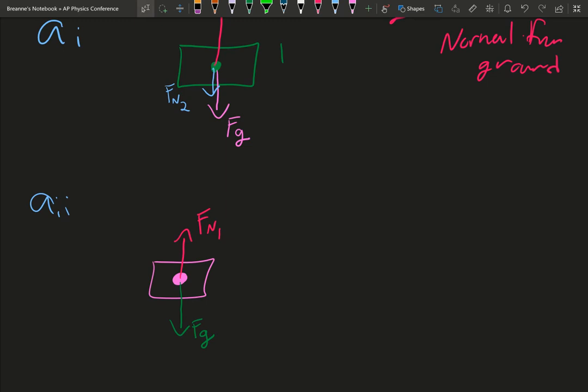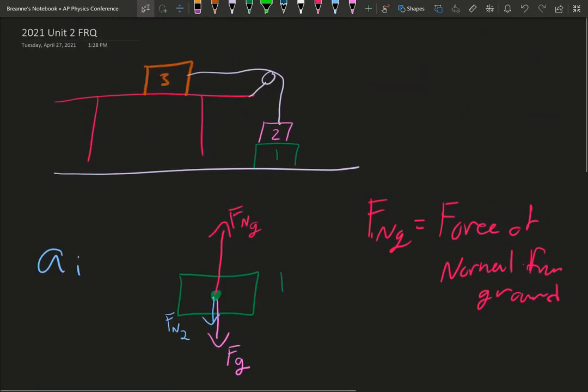Part B states, block 1 is removed without disturbing block 2. So basically they take block 1 out of the scenario. So we're just going to erase, not the bottom of block 2, but so block 1 is taken out. Consider the scenario where the mass M3 of block 3 is greater than the mass M2 of block 2.